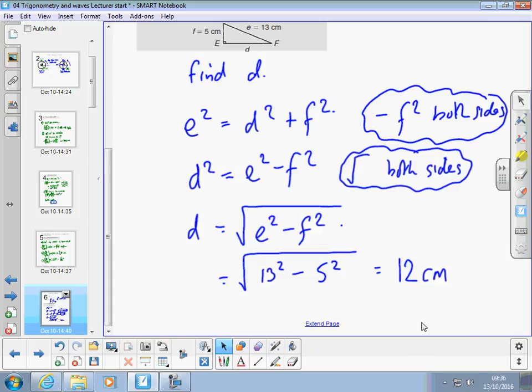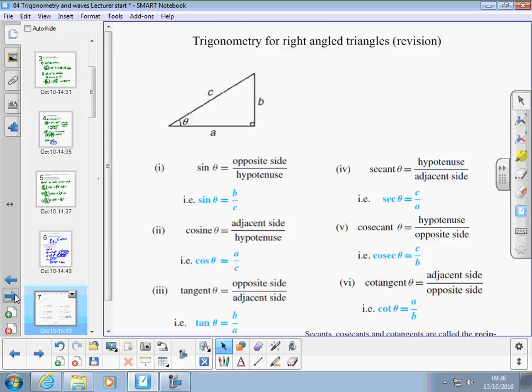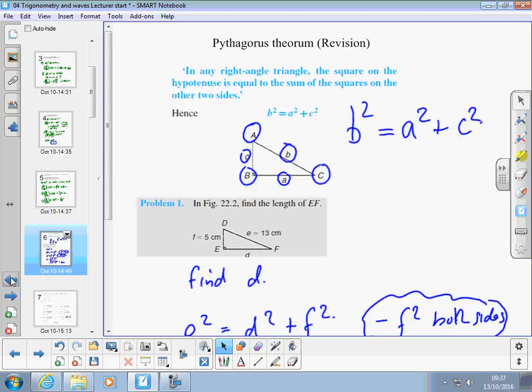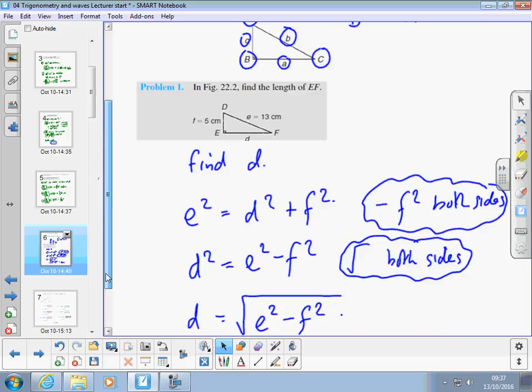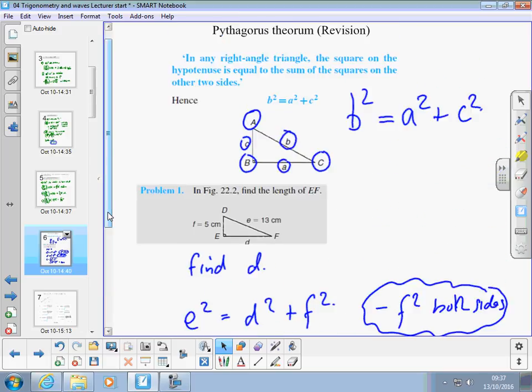Okay? I wasn't expecting really to spend too much time on this, to be honest. So, I'm quite confident, and are you confident, that if you had a triangle, you knew two of the sides, and that's a right angle triangle, you could use Pythagoras' theorem to find the unknown side. Yep, everybody happy with that?